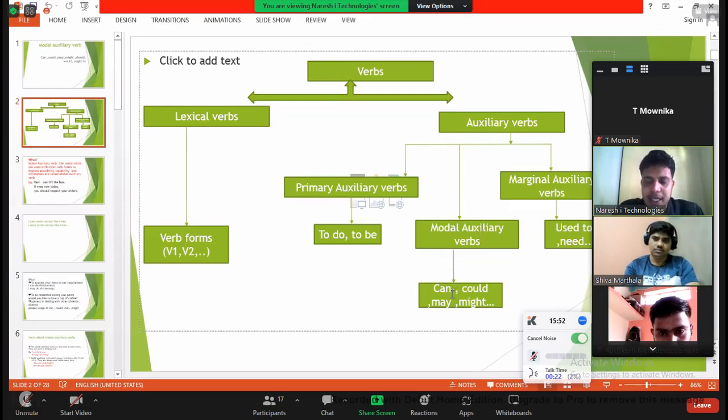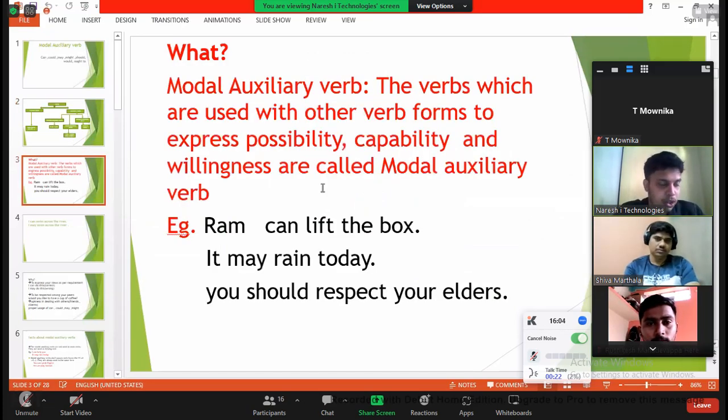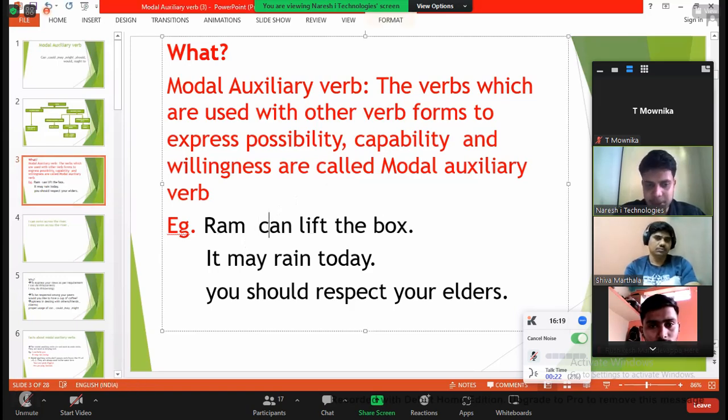And under this, can, could, may, might, shall, should, everything comes under. And parallelly, we'll see the marginal auxiliary verb that is used to as well. So let's start our journey with the modal auxiliary verb. So before getting into the definition, as always, we do the experiment with the sentence. So what do you understand by this?